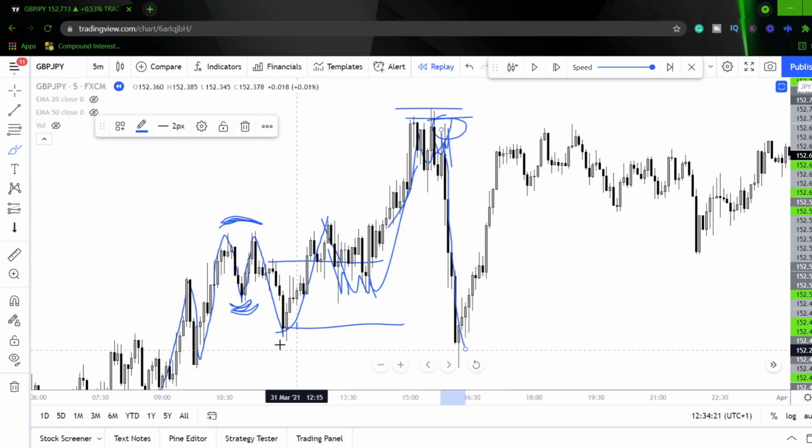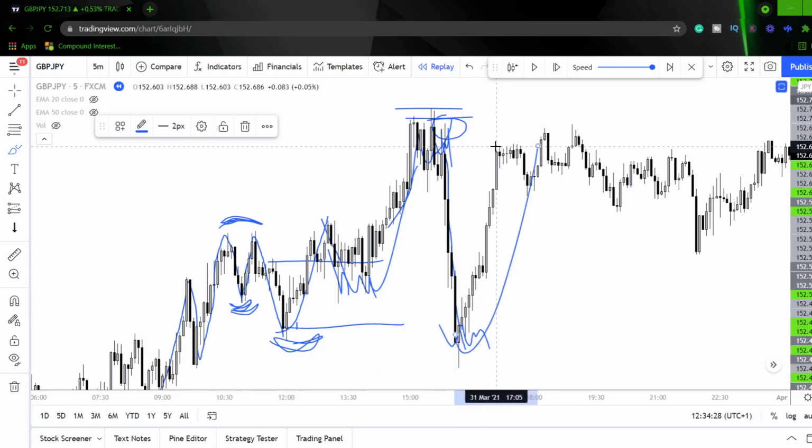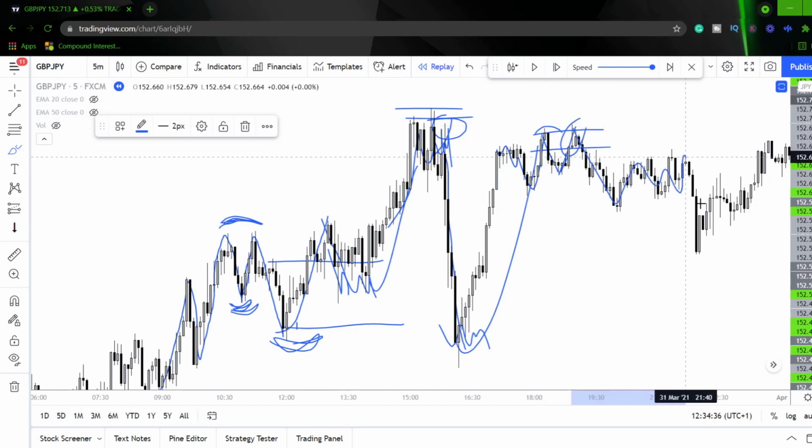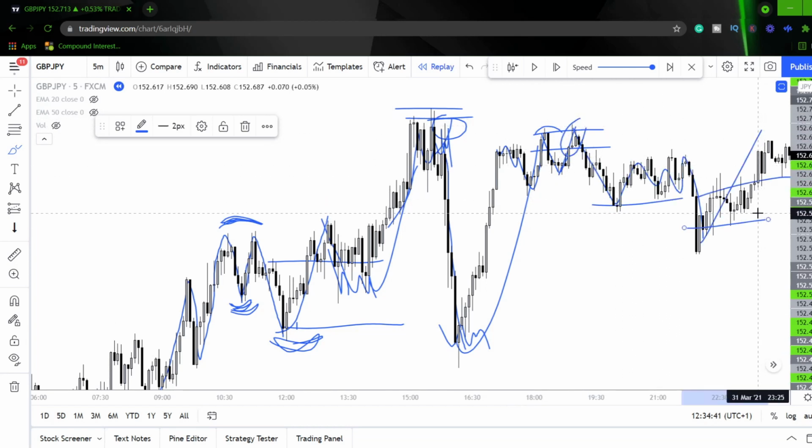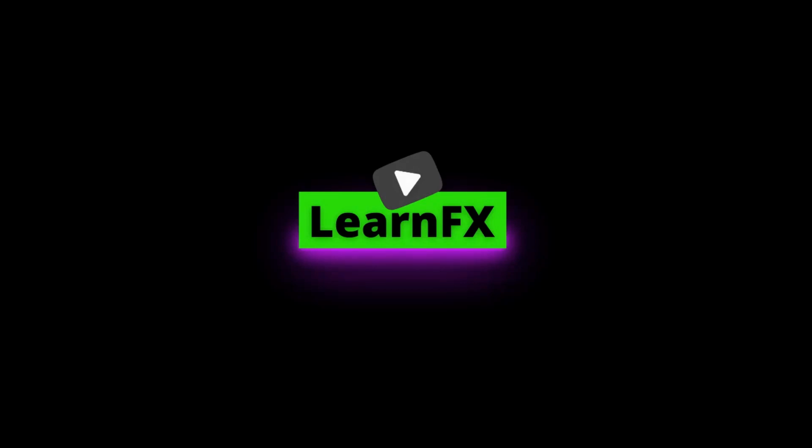move price into areas of sell side liquidity in order to generate our positions, move price higher, run price, move to the downside, generate liquidity, tap into that, move price. So that is the premise of this video. That is the premise of understanding institutional order flow.